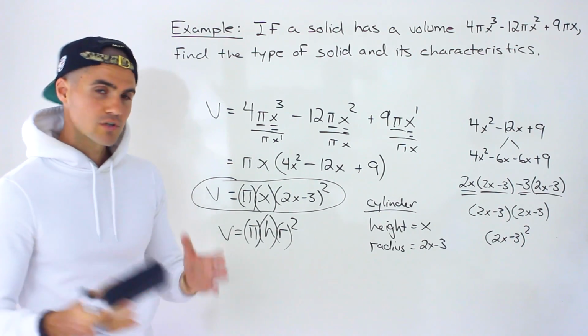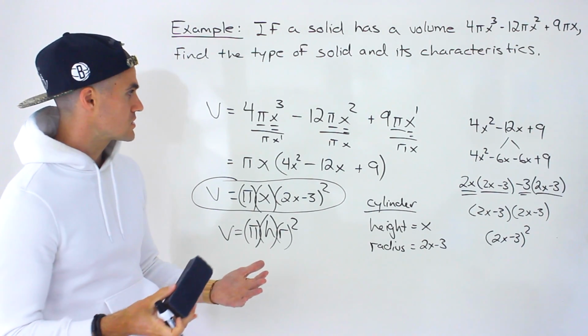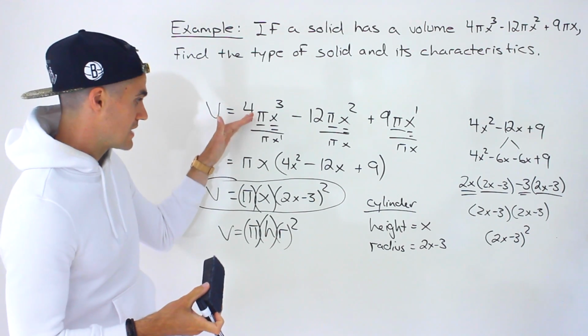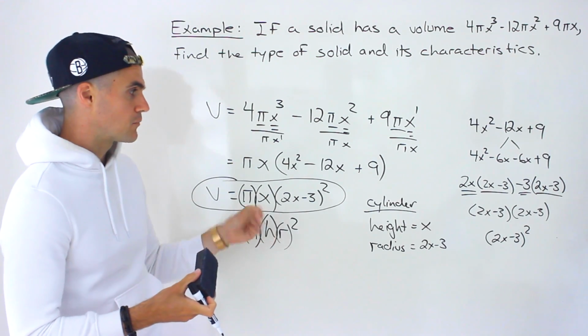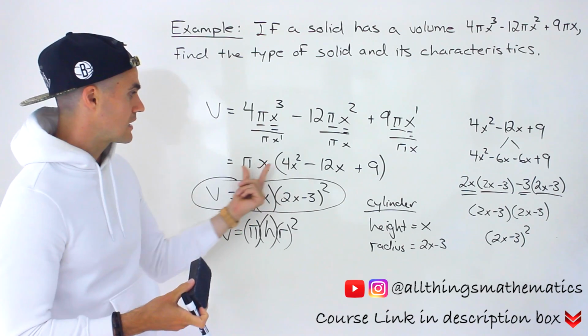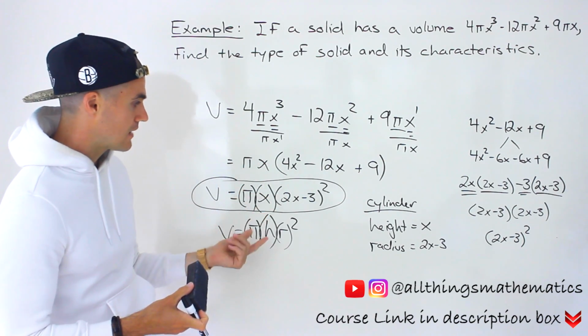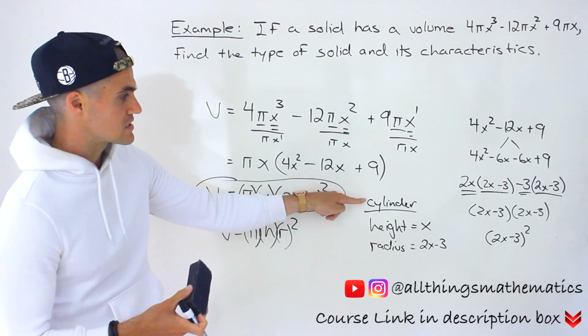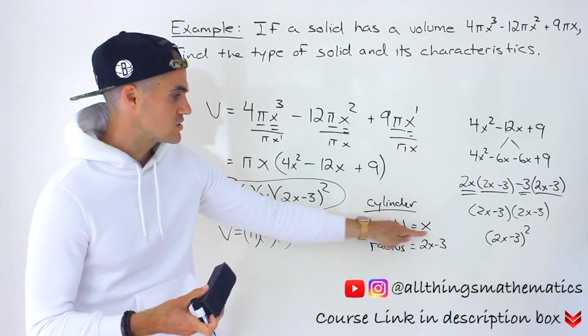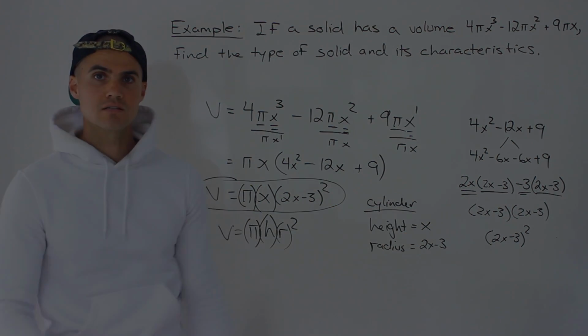So again, we're dealing with factoring. This is in the factoring section. We had to take this and factor it, so we got practice with factoring, taking out a greatest common factor, and then you can see that you're working with a cylinder. The height is x units, the radius is 2x minus 3 units.